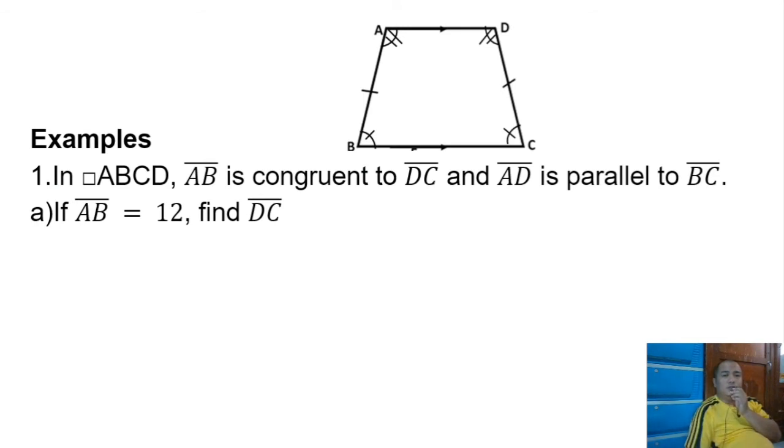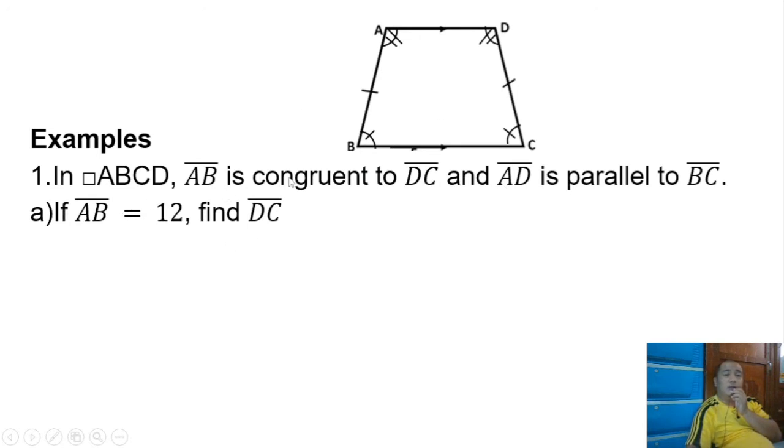Examples. In trapezoid ABCD, AB is congruent to DC. Correct? Yes. Since they are base angles, they are congruent because it's an isosceles trapezoid. AB is congruent to DC, yes, congruent legs. Then AD is parallel to BC. That's correct. So that's an isosceles trapezoid.